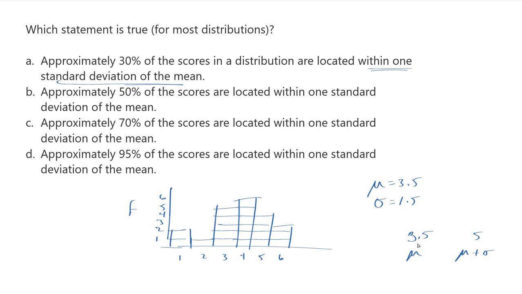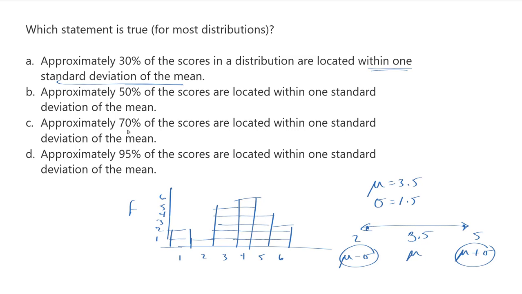Or if I was within one standard deviation of the mean the other way, I'm going to be the mean minus a standard deviation, and that would be 3.5 minus 1.5, which is going to be 2. So what they're suggesting here is they want us to identify what percentage of scores are within the range from 2 to 5 in this example, or very simply just within one standard deviation of the mean, above or below.